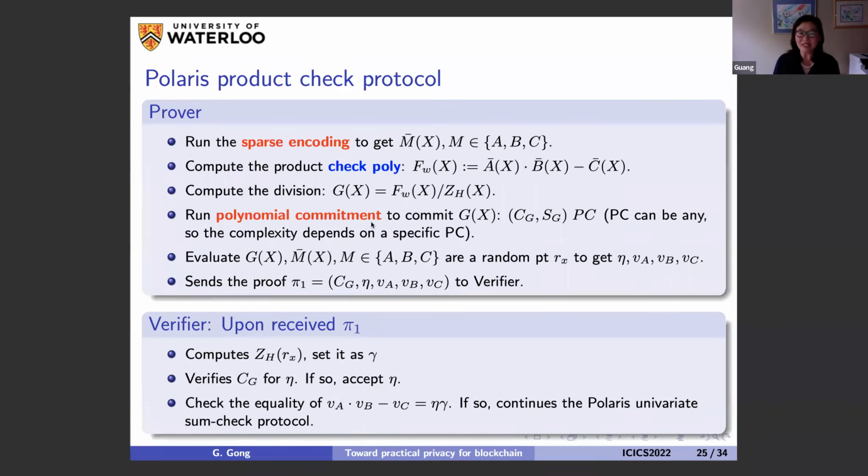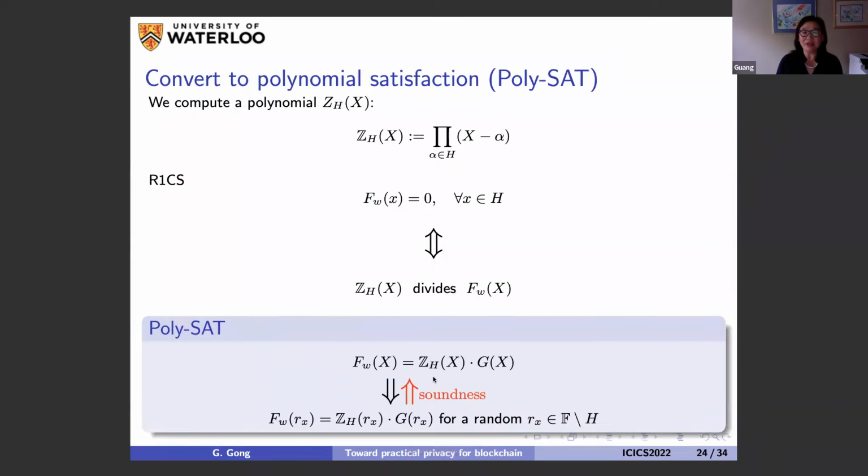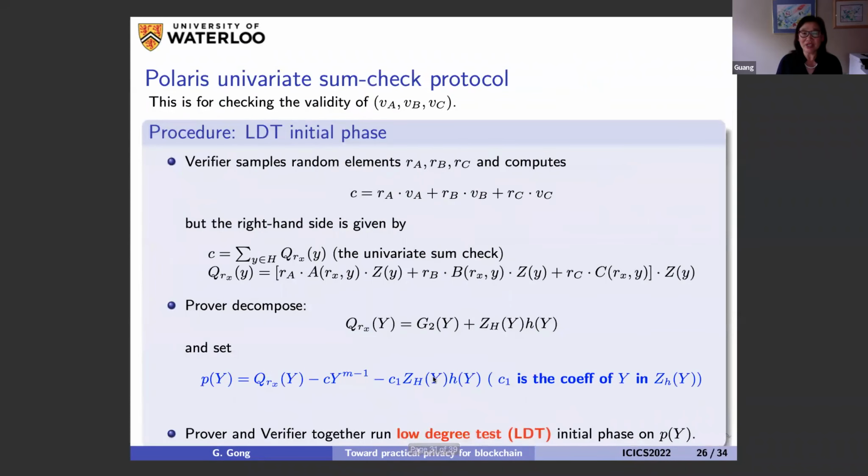So this is also a general framework. Then we can use any specific polynomial commitment. Now you randomly pick a point Rx, then you evaluate these 4 polynomials. So this is 4 points plus your polynomial commitment, so that's 5 elements. Then the verifier can compute this polynomial because this is just log n computation. Now he verifies whether this is true. If this is true, he continues with the univariate polynomial sum check.